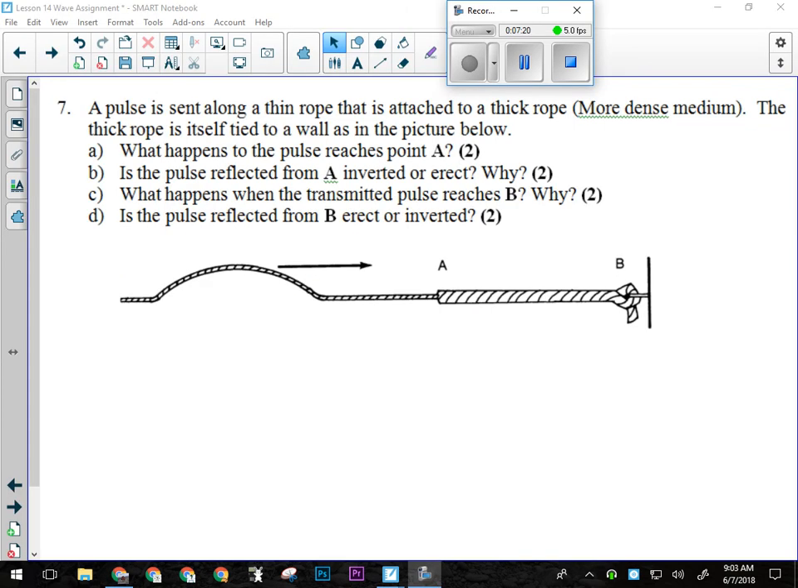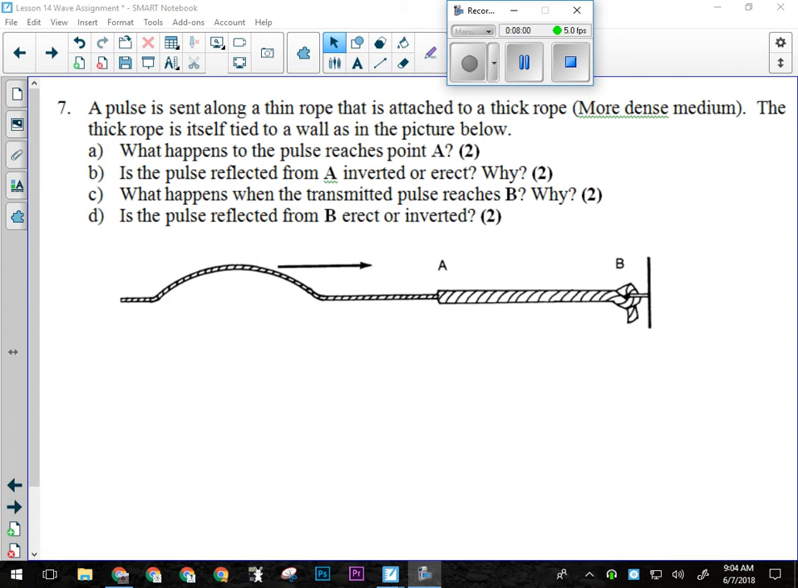Okay, so for question number 7, we've got a thin rope and then a heavy rope. Okay, so is the heavy rope going to be faster or slower for the waves traveling through it? It's going to be slower, it's more dense. All right, so when the pulse gets to point A, as always, some will be transmitted, some will be reflected. Right? In this case, more than was reflected in the previous example with the spring and the string. Okay, so when it gets to A, we'll get some reflection, and that reflection will be upright or inverted? It's going into a heavier, more dense rope. The reflection will be inverted.